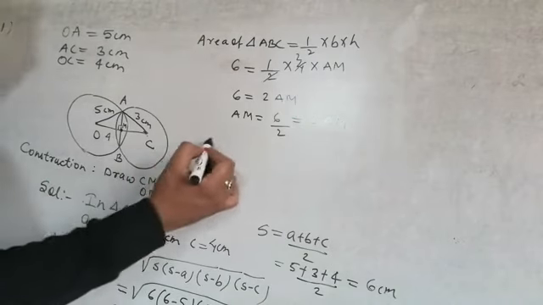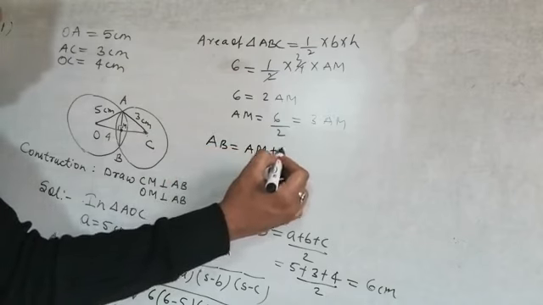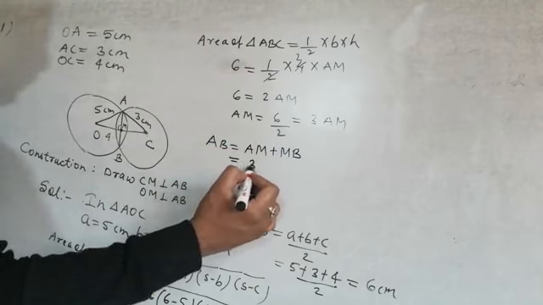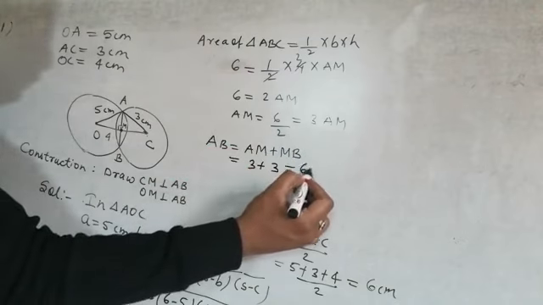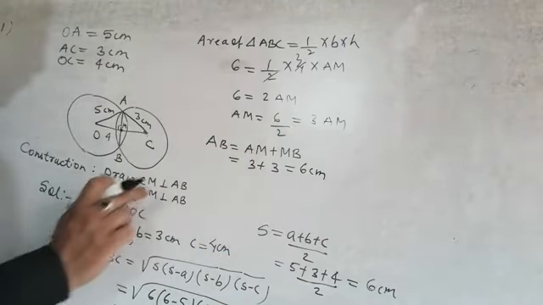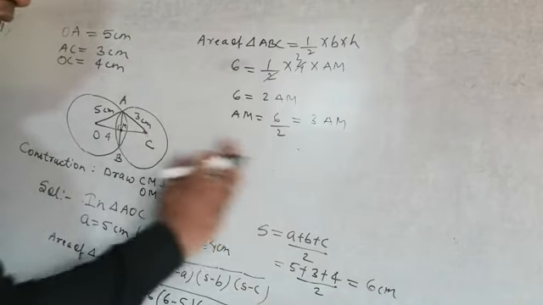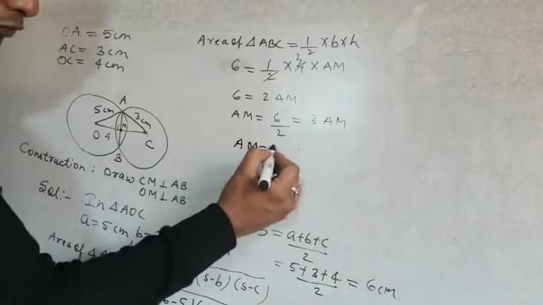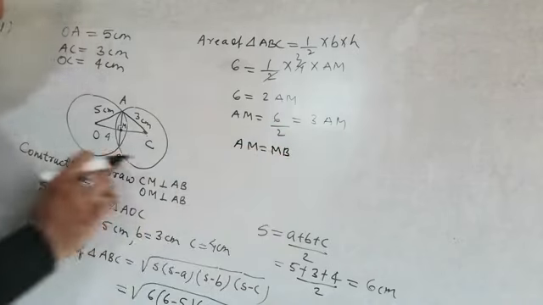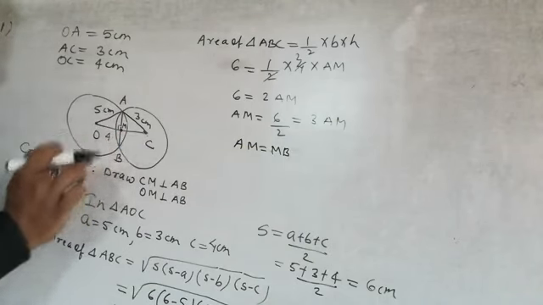Now I need the value of AB. AB will be equal to AM plus MB. The value of AM is 3 and MB is 3, so the total is 6 centimeter. Now let me clear this step first. Why is AM equal to MB? Because we studied one theorem: a perpendicular drawn from the center of a circle bisects the chord. Here OM is a perpendicular drawn to AB, so it will bisect the chord into two equal parts.